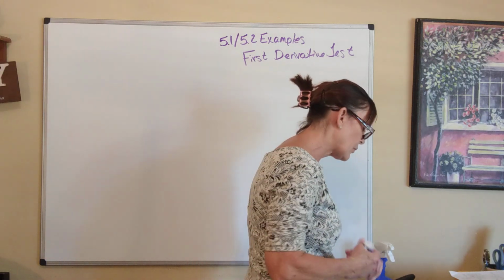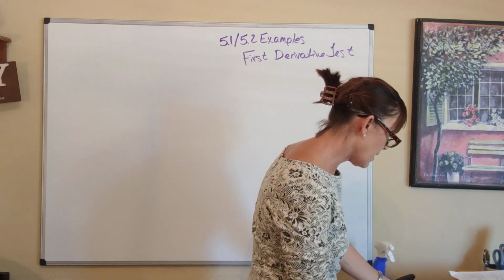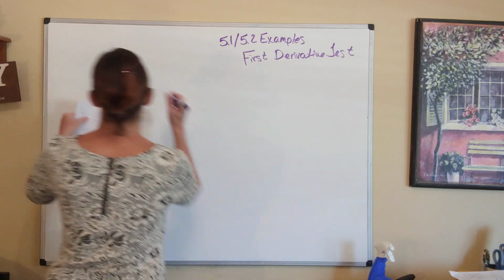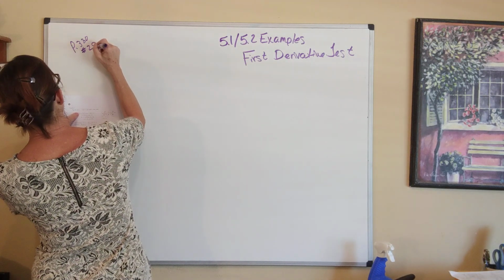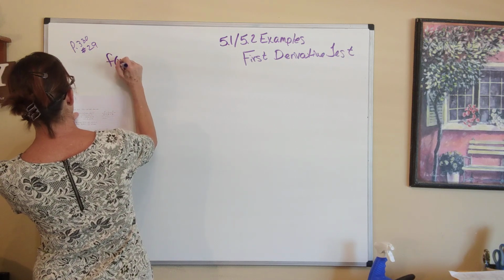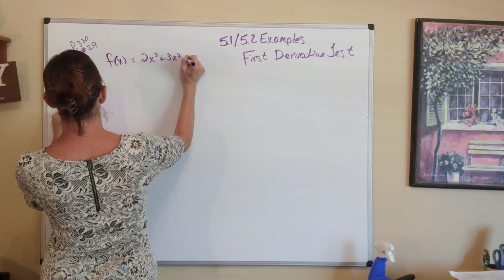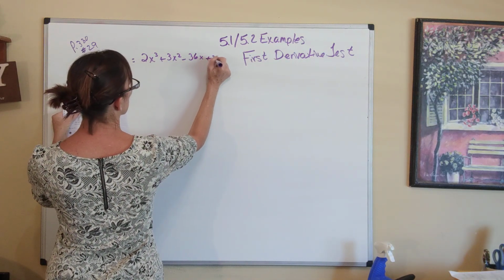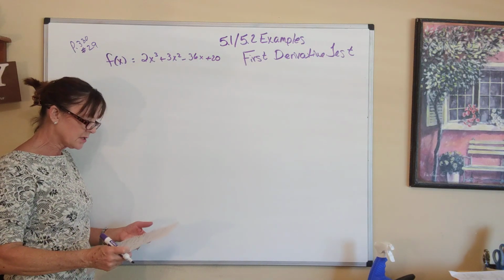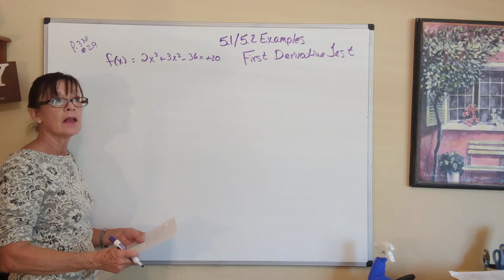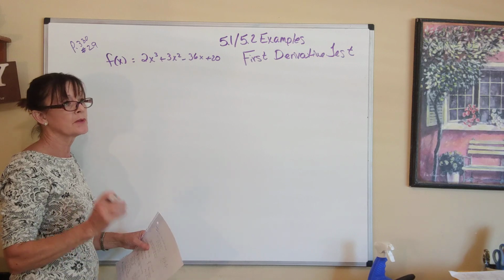So the first example, there's only two we're looking at on this video, is on page 330, number 29, and it is a function. It says that we have some function f of x is 2x cubed plus 3x squared minus 36x plus 20. And what we need to do is find where this function has any relative max or min. When they talk like that, they mean that's a first derivative type talk. That's the information we get from a first derivative.